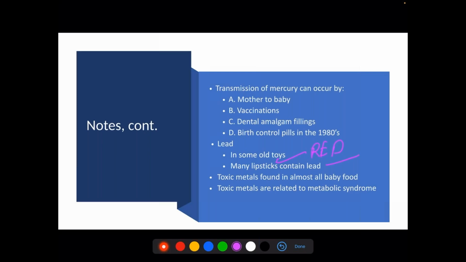So if you have a child or grandchild, then you should encourage either your children or your grandchildren's mother and father to please try to use organic or make good food for them, actually making the baby food, which would make sense. And of course, metabolic syndrome is also attached to toxic metals.